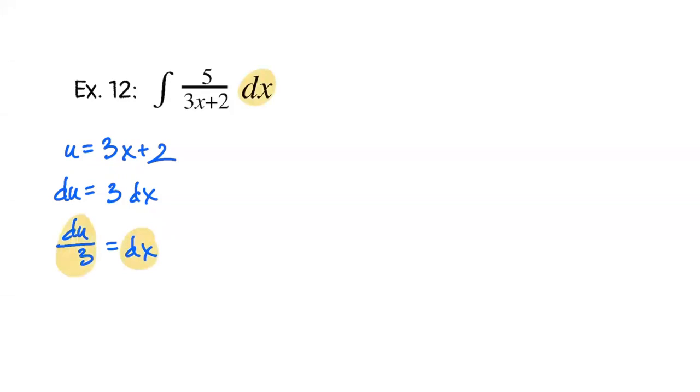The reason I can do that is because this 5, I can actually bring out to the front like a constant, okay? So I'm going to have 5 thirds, because the 5 from the numerator and the 3 from the denominator together give me a constant of 5 over 3, times the integral of 1 over u du.